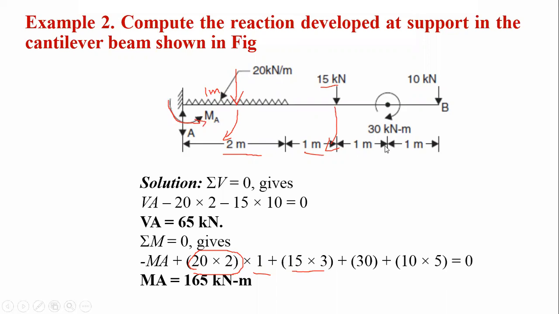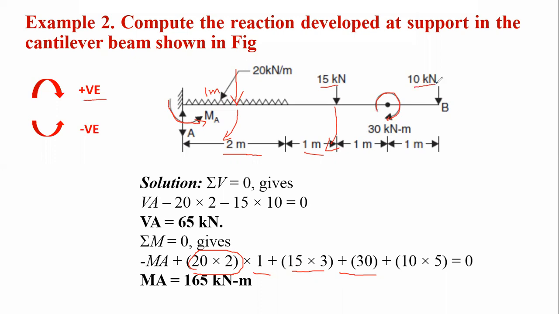What sign convention are we using? Clockwise is positive and anti-clockwise is negative. Now here this 30 kilonewton meter moment is present, and it is making a clockwise moment, and clockwise moment we take as positive. If a moment is provided inside the beam, if it is clockwise, we take it as positive; if it is anti-clockwise, we take it as negative. Here this moment is clockwise, that's why it is taken as positive.